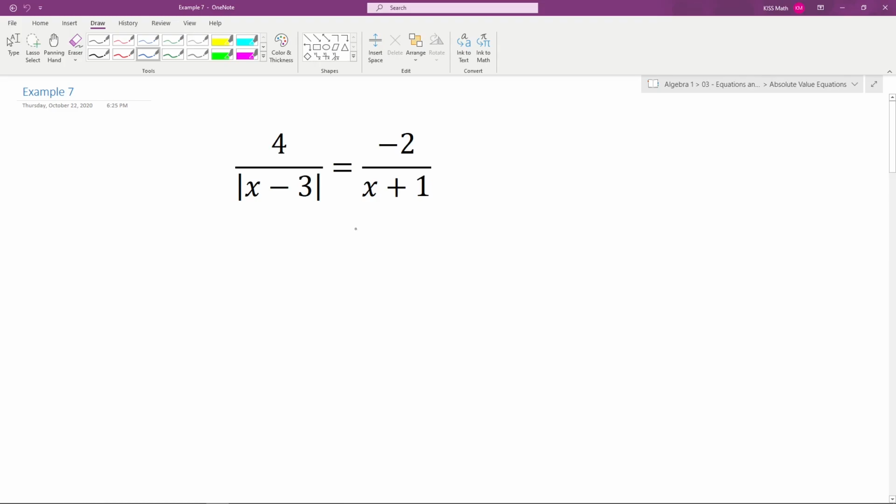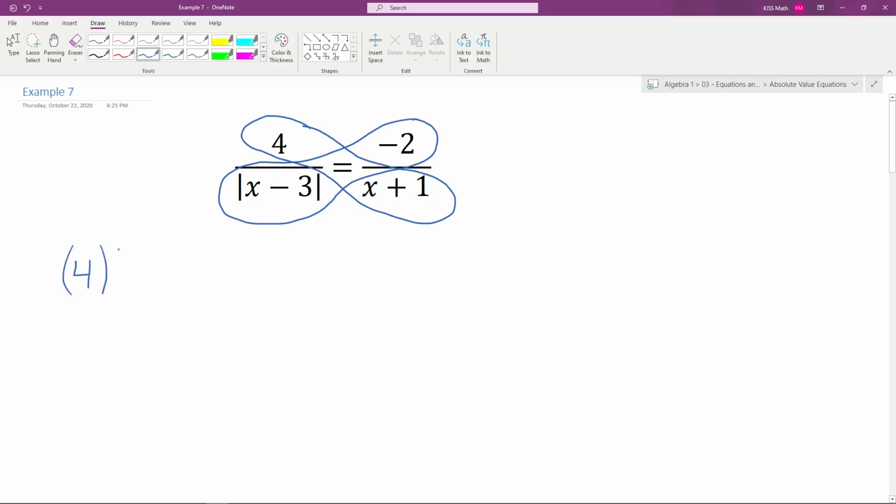Example 7. So here our absolute value expression is on the bottom. But just like before with regular equations, we can move this to the top by cross multiplying. So if we set this diagonal here, this product, equal to this diagonal, we can bring this expression to the top here. So let's do that. So 4 times x plus 1 equals negative 2 times the absolute value of x minus 3.